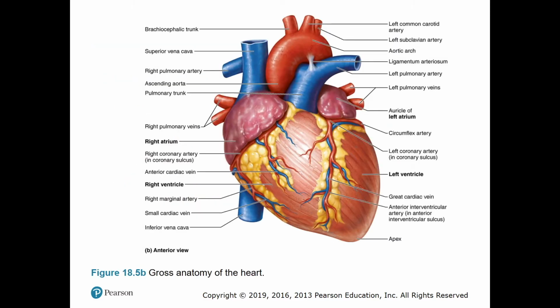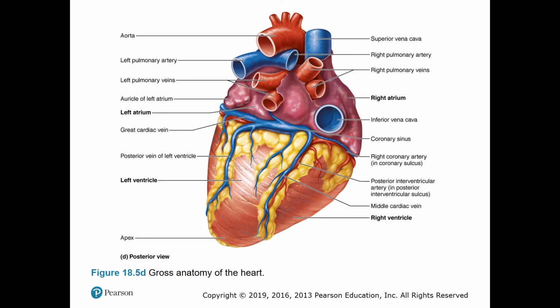Figure 18.5b, gross anatomy of the heart, we're looking at the anterior view. On the right, you can see the right coronary artery, which is found in the coronary sulcus. And on the left, you find the left coronary artery, which is also found in the coronary sulcus. If you go towards the apex of the heart, you can see the anterior interventricular artery in the anterior interventricular sulcus. Figure 18.5d, the posterior view of the heart. Now we can see the posterior interventricular artery, which is found in the posterior interventricular sulcus.